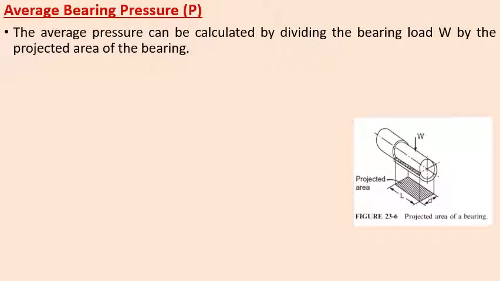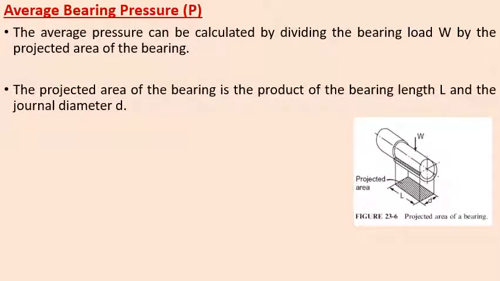Next is the average bearing pressure in a journal bearing. So the average pressure in a bearing can be calculated by dividing the bearing load W by the projected area of the bearing. So projected area of the bearing can be given by the product of the length of the bearing or the journal and the diameter of the journal. So this product L into D will give us the projected area, and the load acting, if it is divided by this area, this will give us the pressure, average pressure.